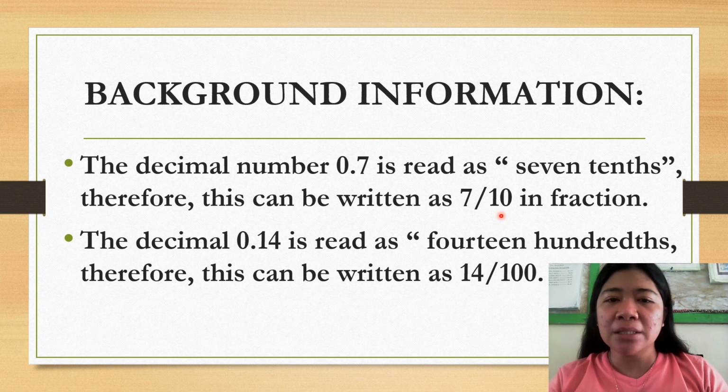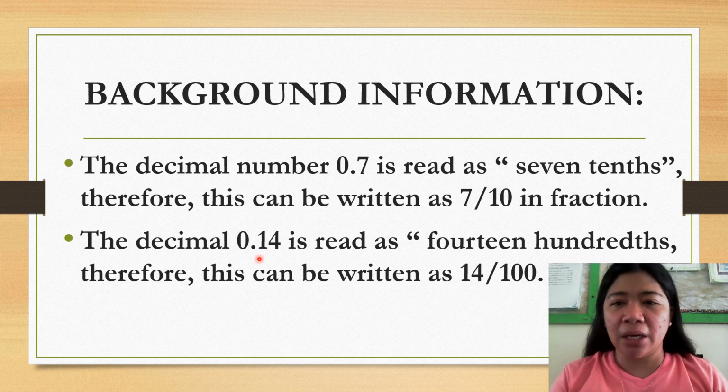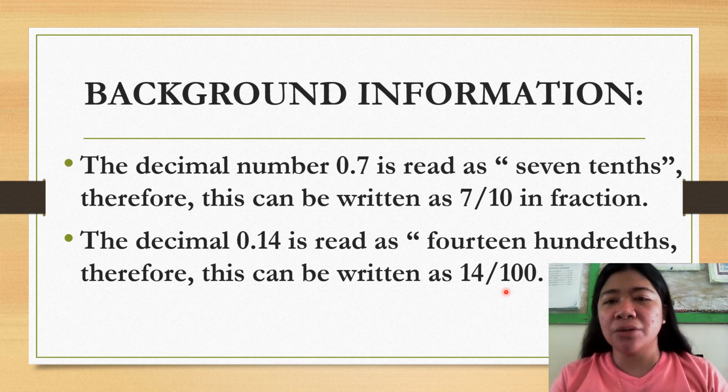The decimal 0.14 is read as 14 hundredths. Therefore, this can be written as 14 hundredths also. So, the reading is the same. This is read as 14 hundredths. This is also read as 14 hundredths. What is the difference? Your 14 here becomes the numerator in the fraction and it has a denominator of 100.